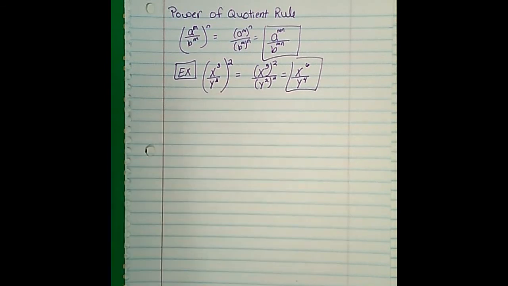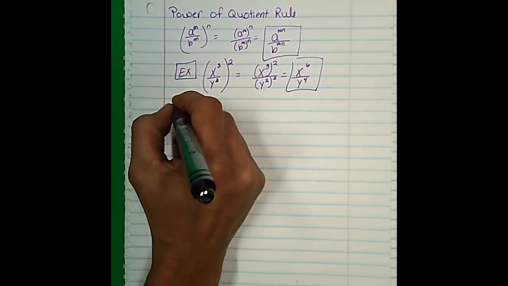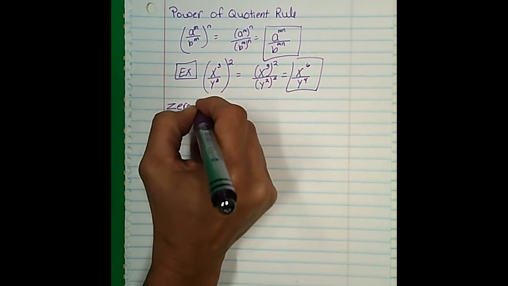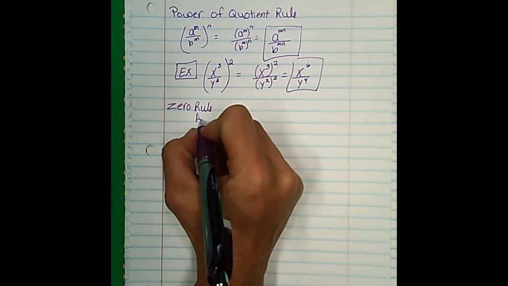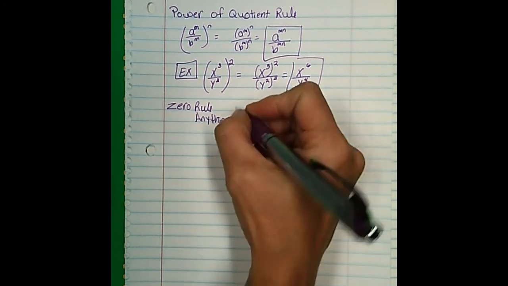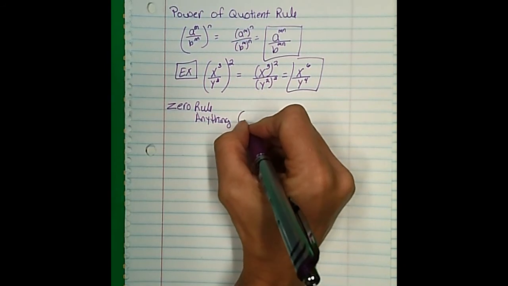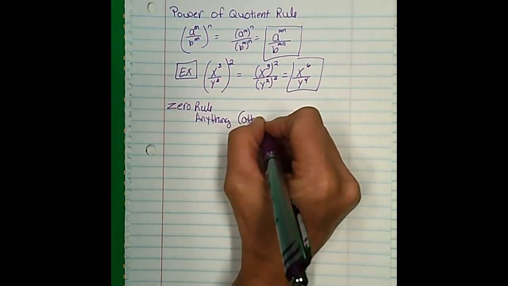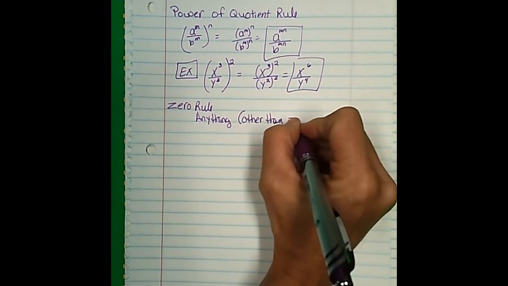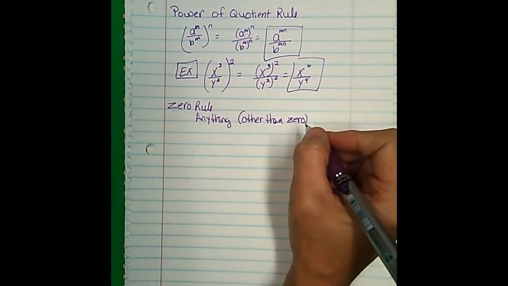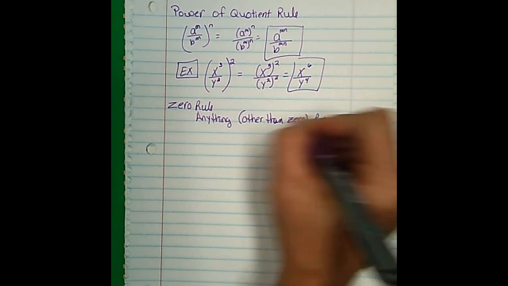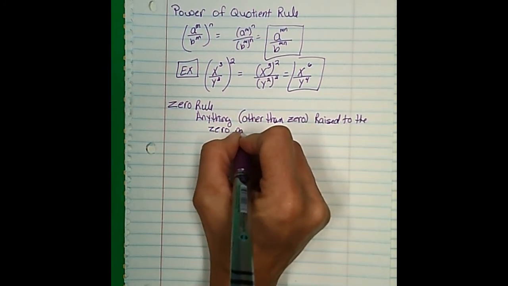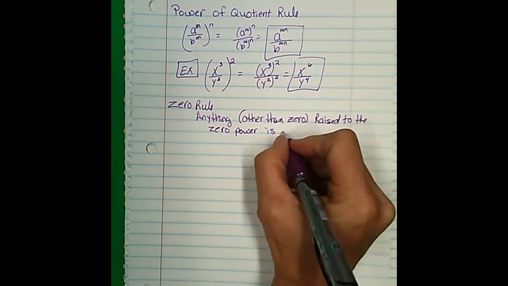My next rule that we are going to work on is my 0 rule. This clearly states anything, and then I'm going to put in parentheses right here, other than 0. Okay, so this is anything but 0, okay? Raised to the 0 power is equal to 1.